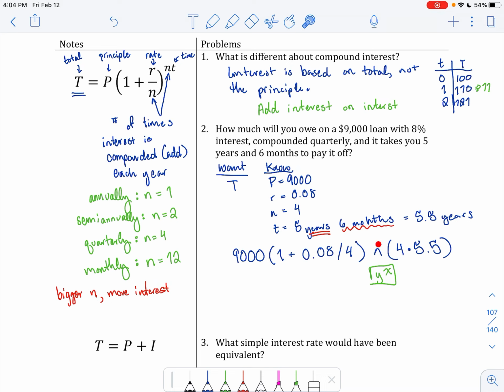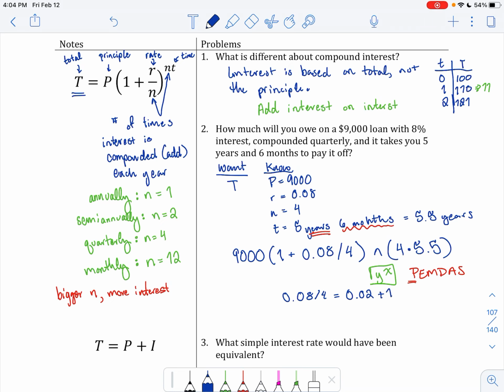Now, if you don't have this button and you don't have parentheses, you want to make sure that you're following your order of operations. Remember, that means the order in which you do things. You want to start with the parentheses here, which means you're going to start inside the parentheses with 0.08 divided by 4. Not 0.008, but just 0.08 divided by 4 inside of our parentheses, and that will equal 0.02.